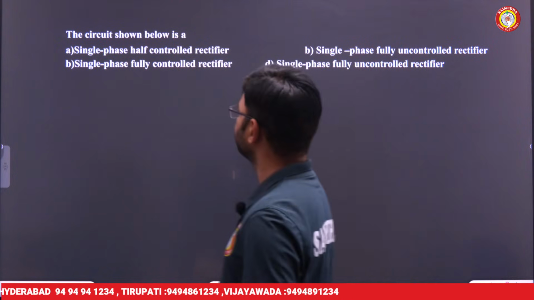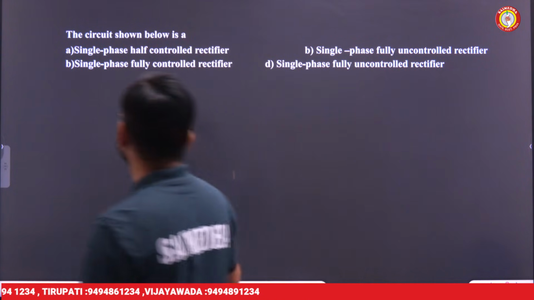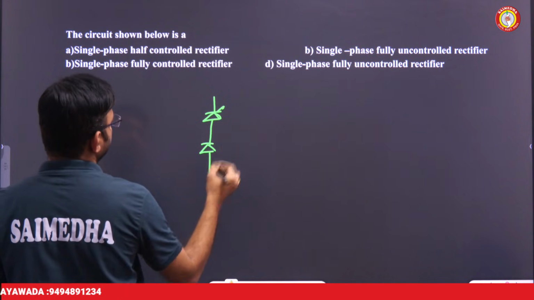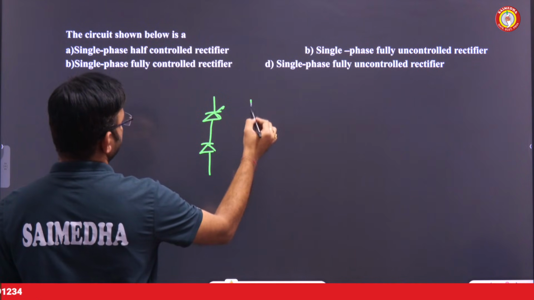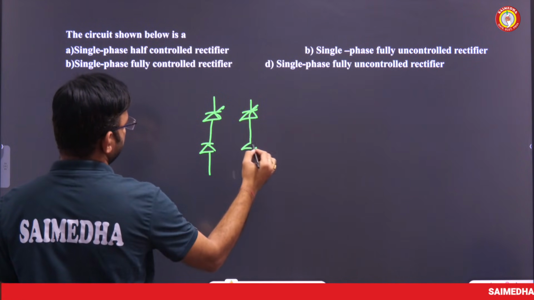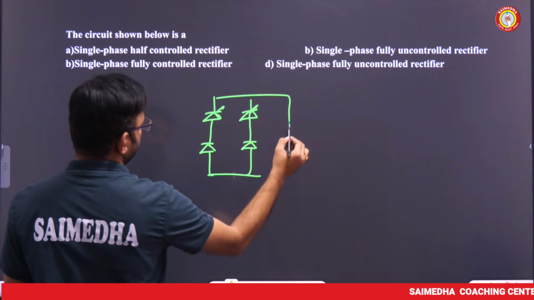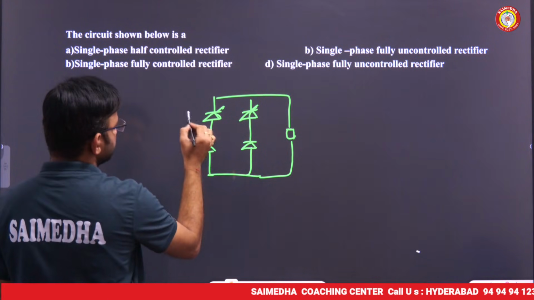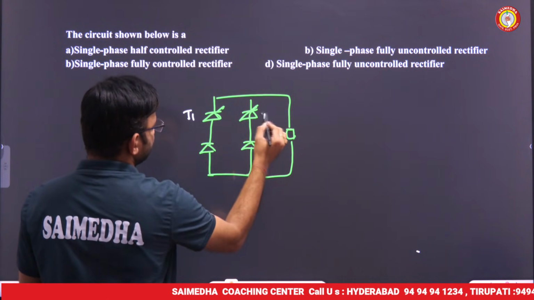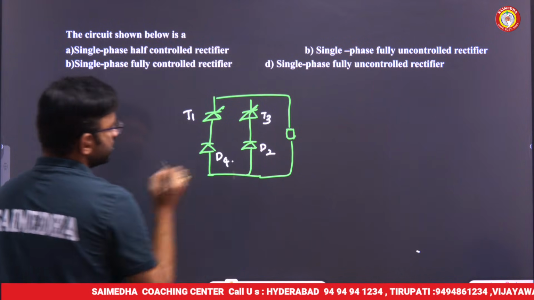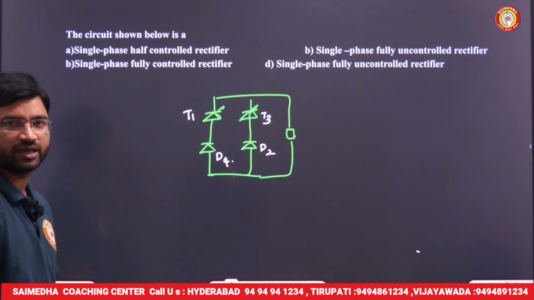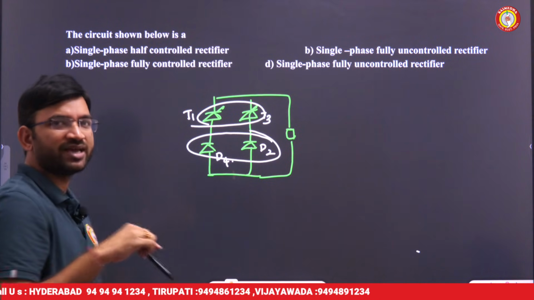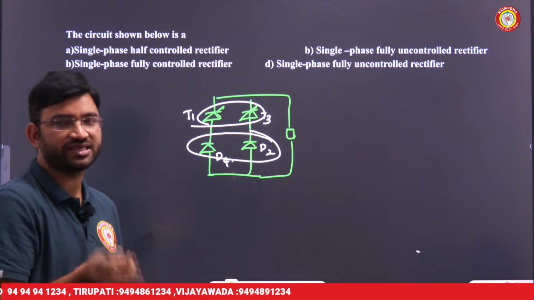Next one. Here the circuit is not given, so I am drawing the circuit. The circuit is like this: thyristor T1, D2, thyristor T3 and D4. So this circuit comes under which of the following? You already know, here two thyristors are there and two diodes are there, a combination of SCR and diodes.